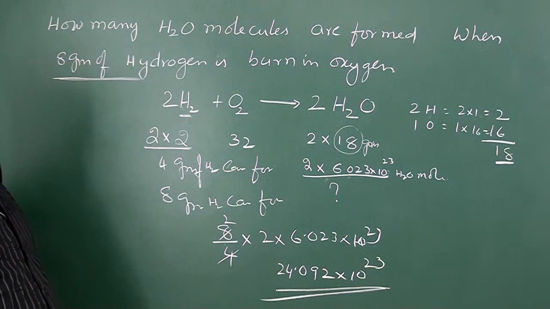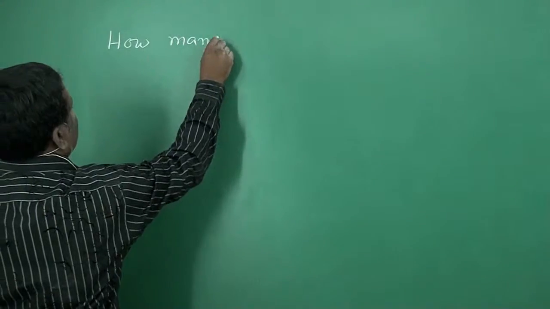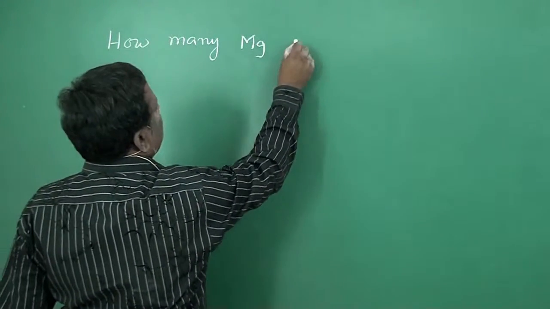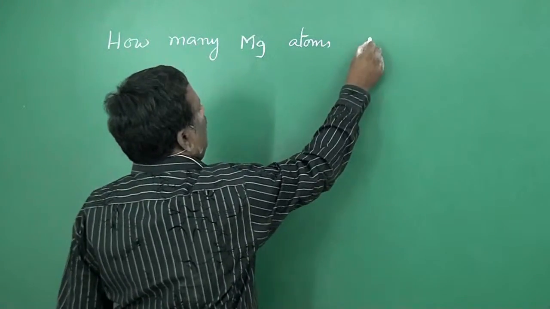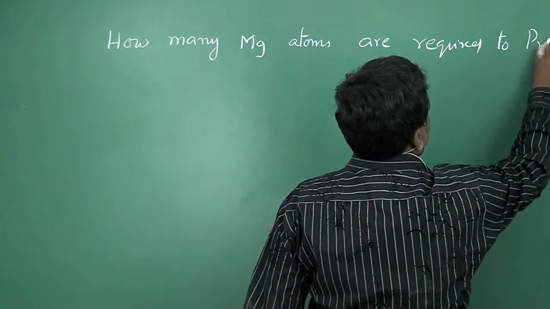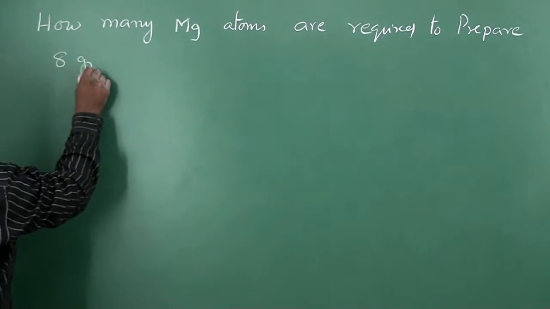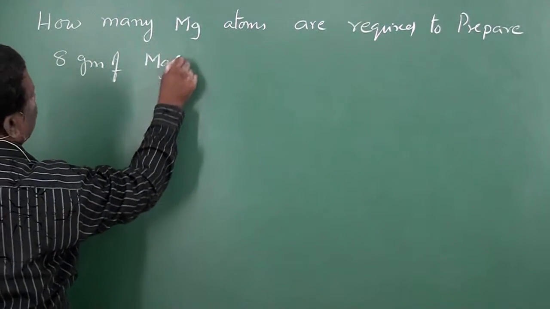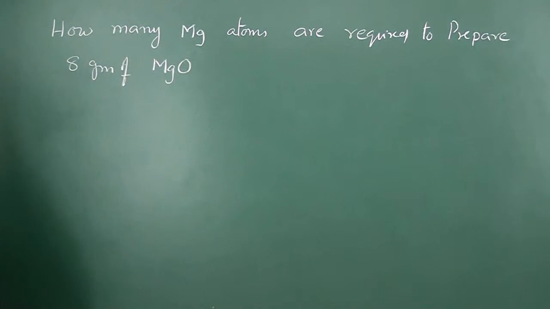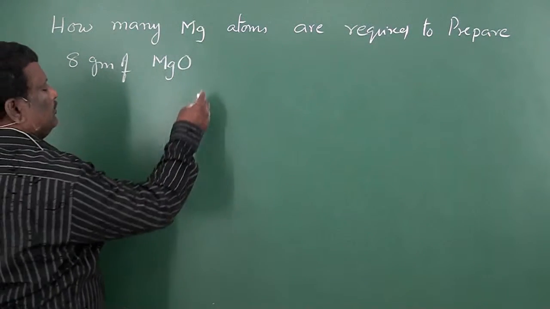in presence of oxygen. Another problem: how many magnesium, Mg, atoms are required to prepare 8 grams of MgO. So here we have another problem. Magnesium to magnesium oxide. So the reaction between magnesium and oxygen, we know that magnesium is a metal.